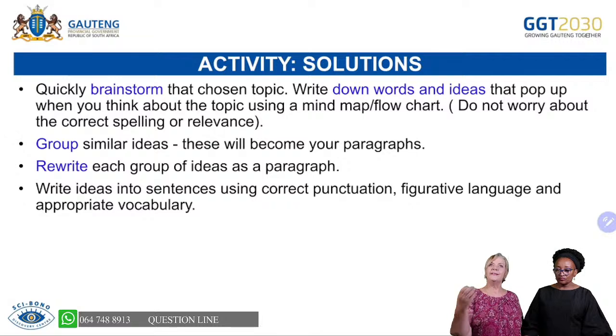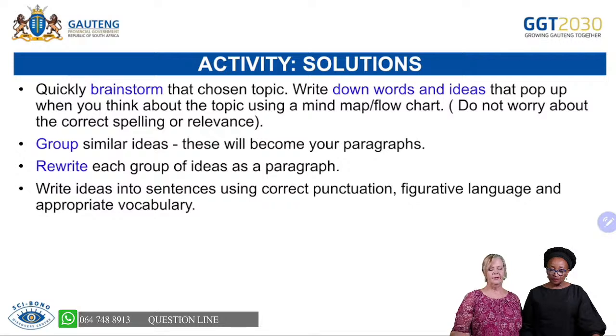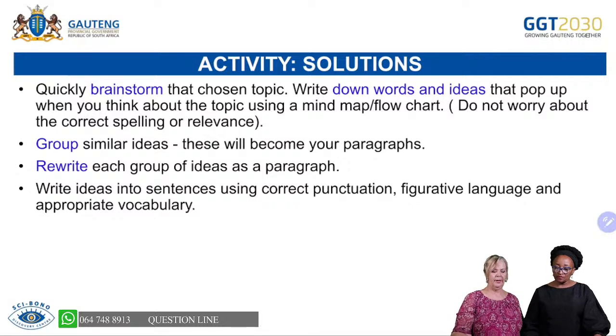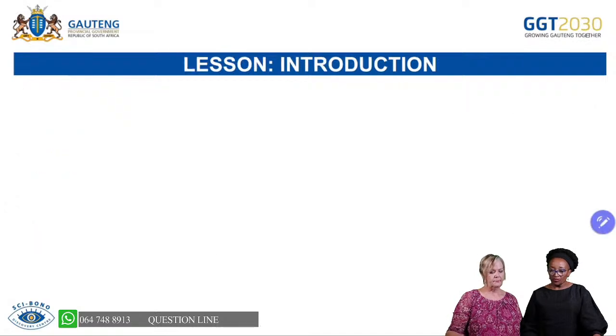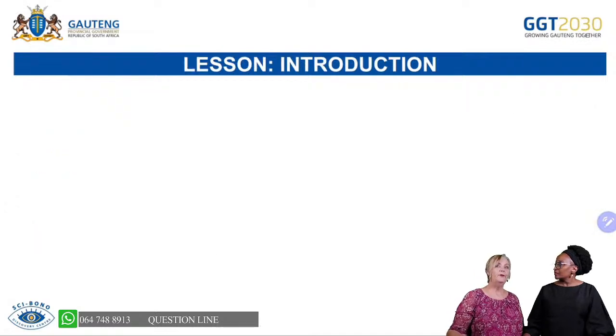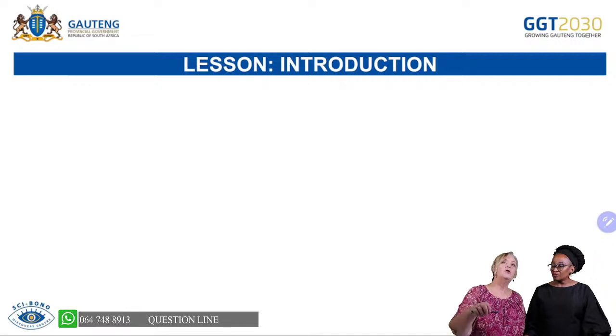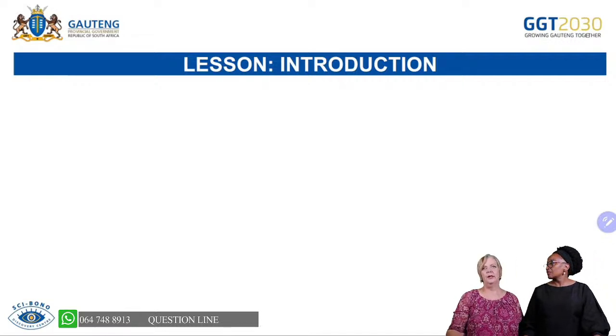And then you create sentences, correcting, using the correct punctuation, figurative language, and appropriate vocabulary. You arrange these paragraphs so that they make sense. In other words, there should be a process, or there should be growth. One idea must develop the next idea, and these ideas form your content. Note that we have now actually worked on content and not introduction.